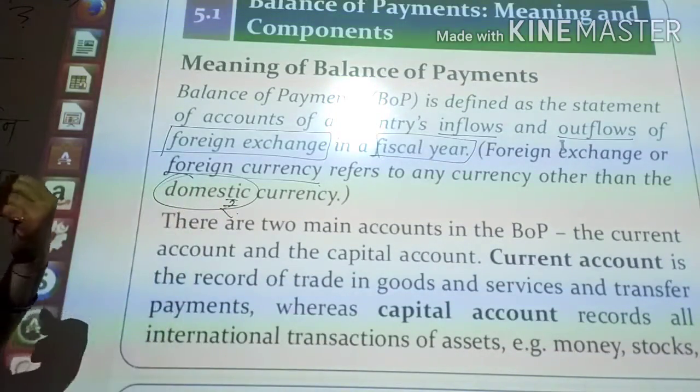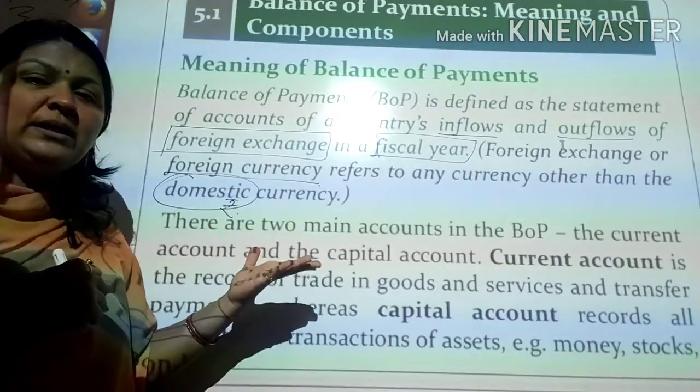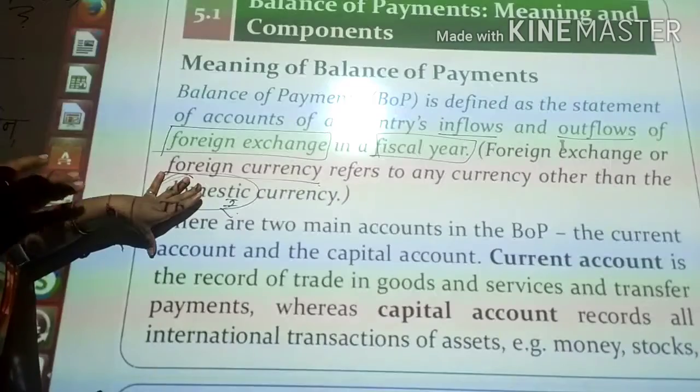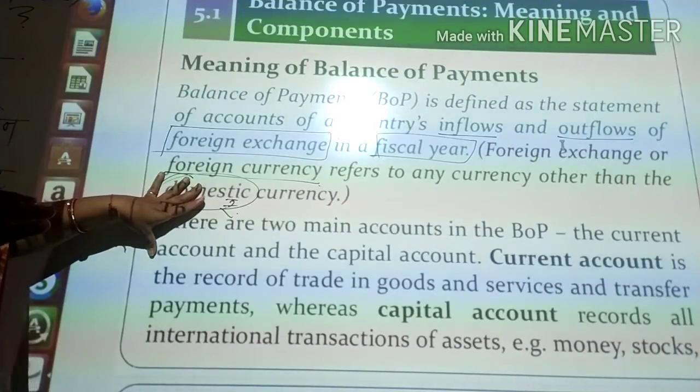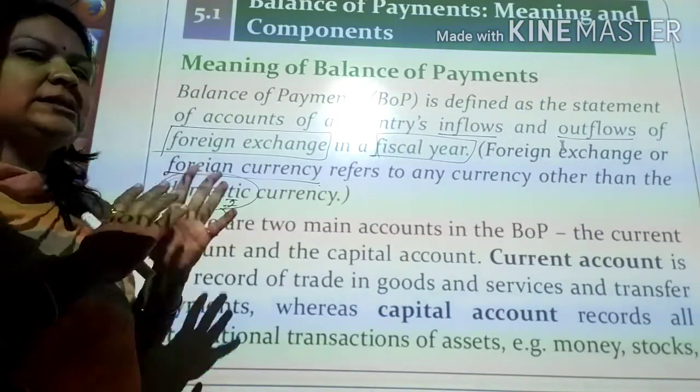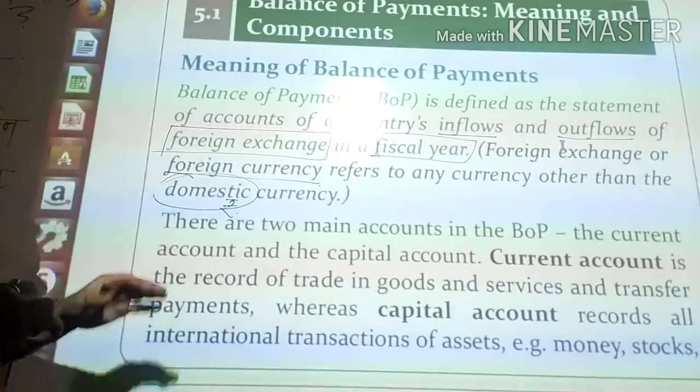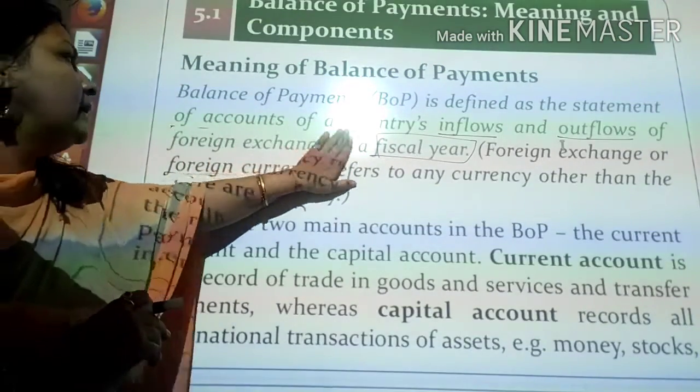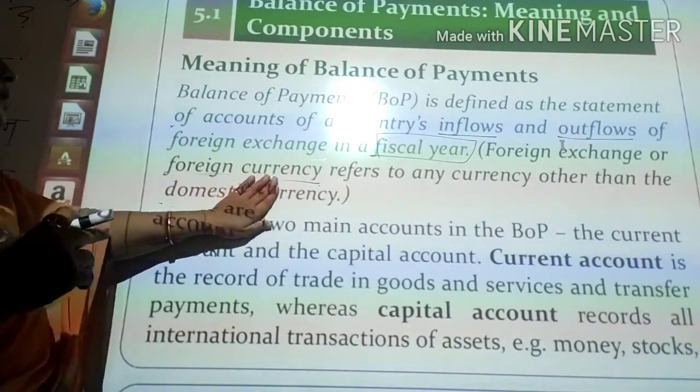But when we are talking about the USA, what is the domestic currency? Dollar, like this. So whatever currency other than the domestic currency is called the foreign currency. Clear, students? I hope it is clear about the balance of payment.